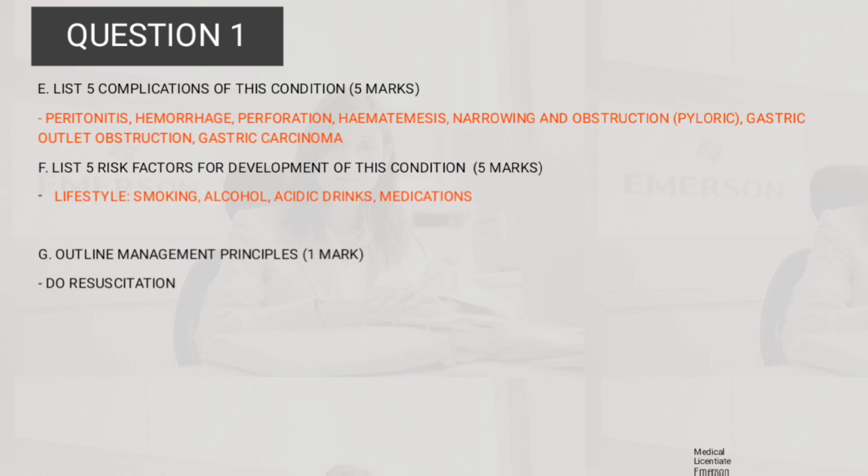Then for list 5 risk factors for development of this condition, you can have lifestyle factors such as smoking, alcohol, acidic drinks, and medications. Then H. pylori infection can have Zollinger-Ellison syndrome. So we can have both of those. Okay, so these are some of the risk factors for development of this condition.